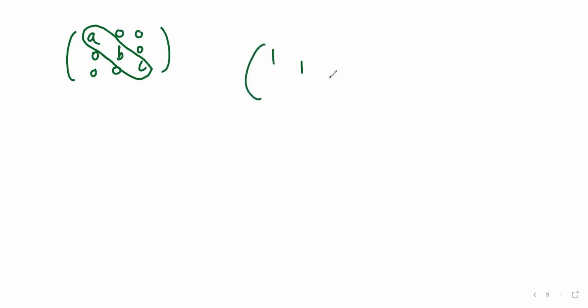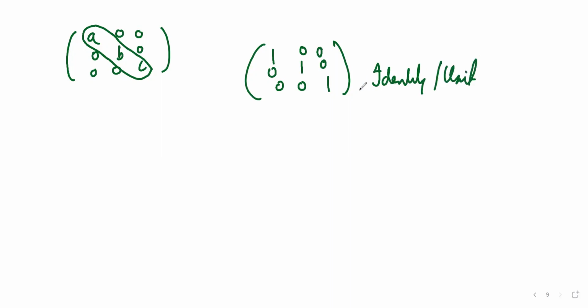And if all the elements in the diagonal are 1, this matrix is called the identity matrix or the unit matrix. It has to be a square matrix, it has to be a diagonal matrix, and it has all ones in the diagonal position. So it's a 3 by 3 matrix. You can have an identity matrix of order 2 by 2 also. This identity matrix is called the multiplicative identity. It is analogous to the number 1 in the real number system.